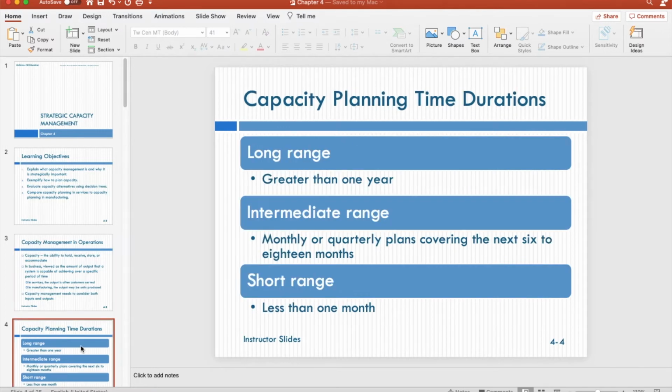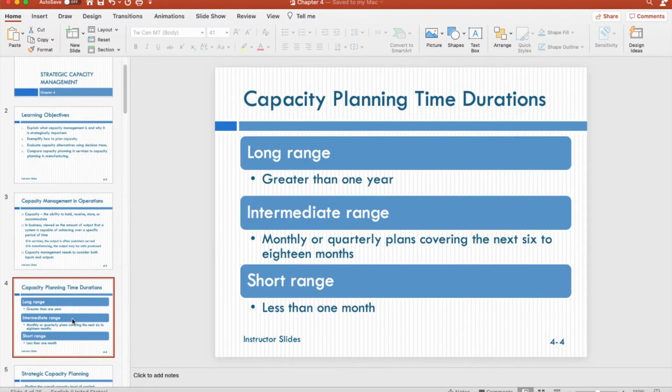All right, we will also talk about this in just a second. Now let's move to the capacity planning time durations.